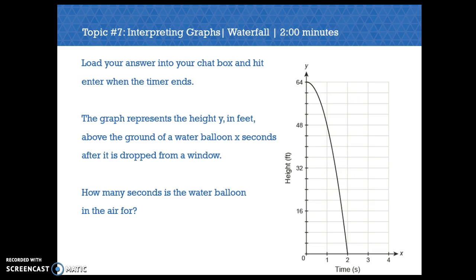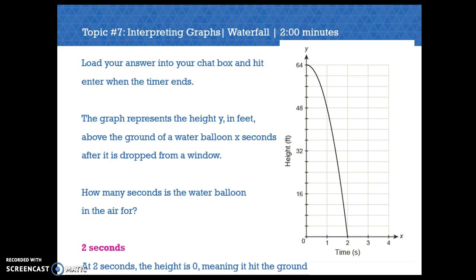And then lastly, number 7, interpreting graphs. The graph represents the height, y, in feet above the ground of a water balloon x seconds after it is dropped from a window. How many seconds is the water balloon in the air for? It tells you the time along the bottom on the x-axis and the height on the y-axis. This is from lesson 4.11, where we worked on really carefully reading the problem and really carefully looking at graphs. So go ahead and pause it if you need to think about what your answer would be, and then play it again when you're ready.